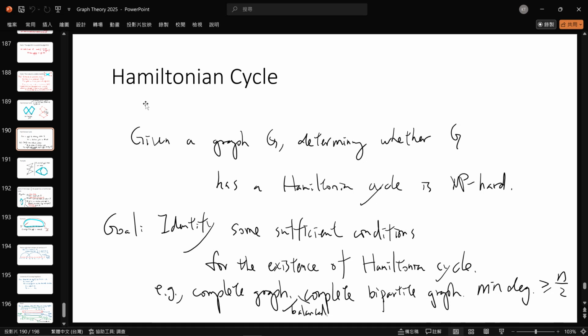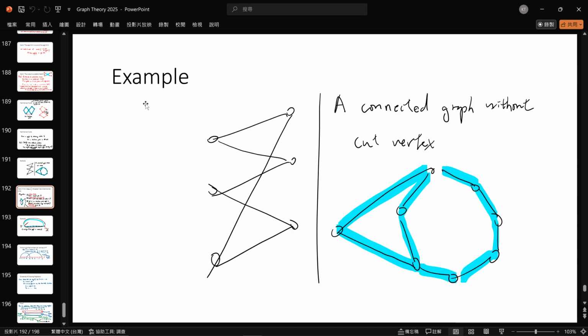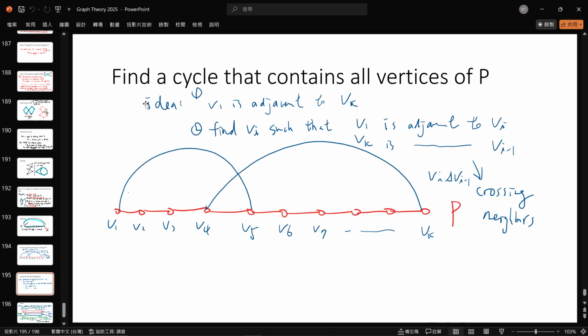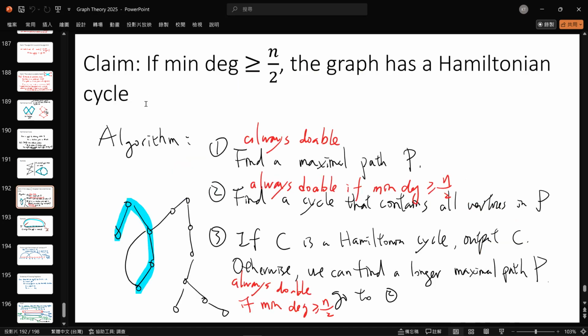All right, so last week we discussed a new topic, Hamiltonian cycle. The problem of finding a Hamiltonian cycle is NP hard. Last week we considered a simple sufficient condition that can guarantee the existence of a Hamiltonian cycle. The sufficient condition we had last week is that the minimum degree of the graph is at least n over 2.